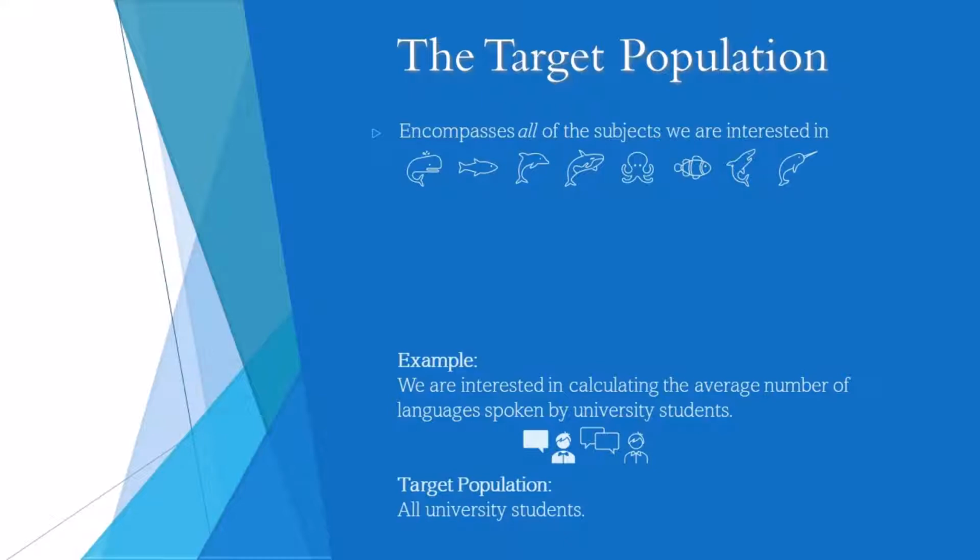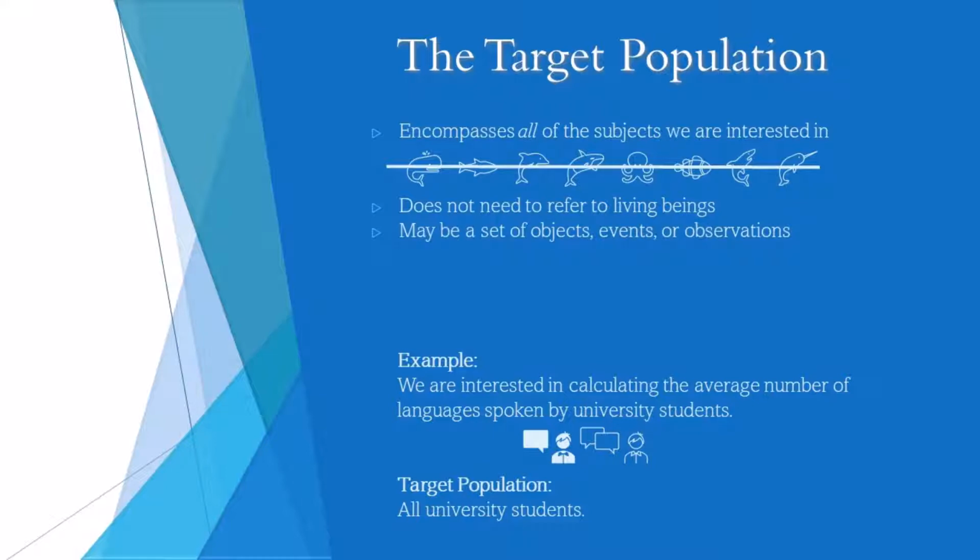Please keep in mind, the target population does not need to refer to any living being. The target population may be a set of objects, events, or observations. For example, if we are interested in studying the level of air pollution around Sydney, our target population in this case refers to an observation. Or, if we are interested in studying how the number of heart surgeries performed each year has changed over time, our target population refers to an event.